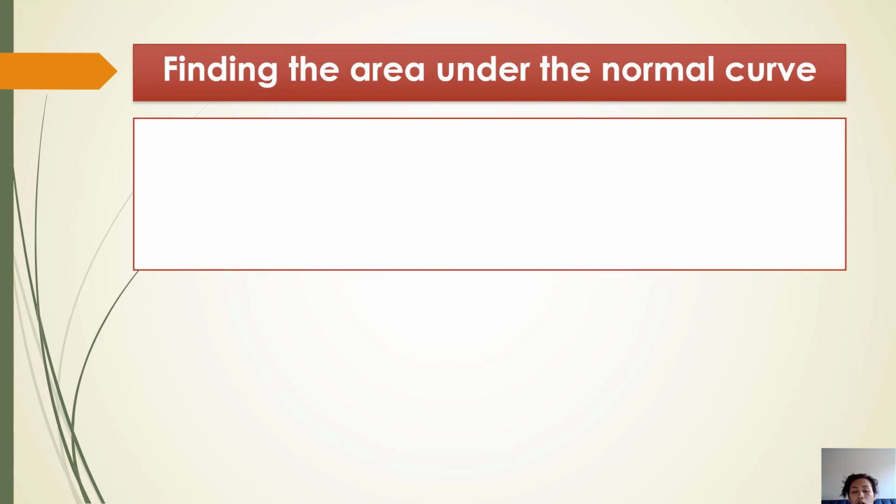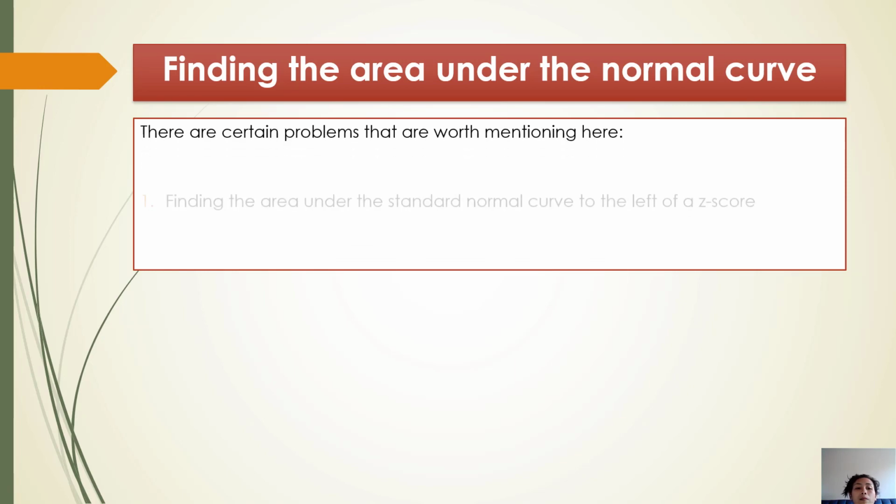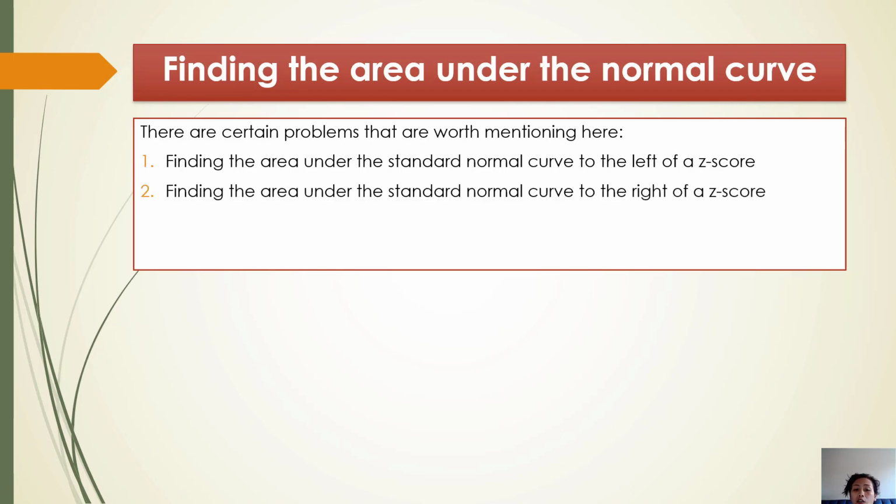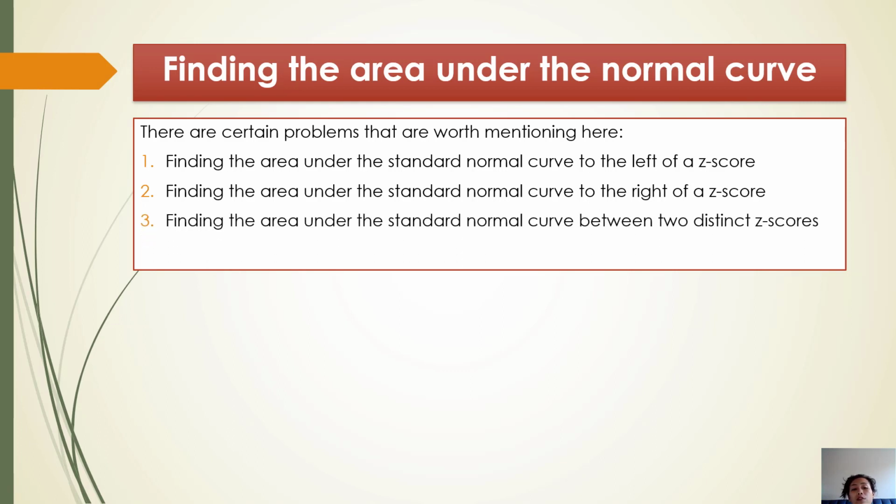The last thing I want to talk about today is how to find the area under the normal curve. There are 4 important types of questions relating to the area under the normal curve. The first type is finding the area under the standard normal curve to the left of a z-score. The second one is finding the area under the standard normal curve to the right of a z-score. Then finding the area under the standard normal curve between two distinct z-scores. And the last one is how to find the area under the general normal curve using standardization.